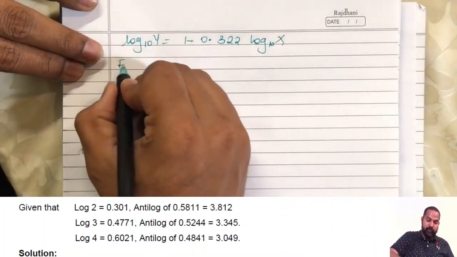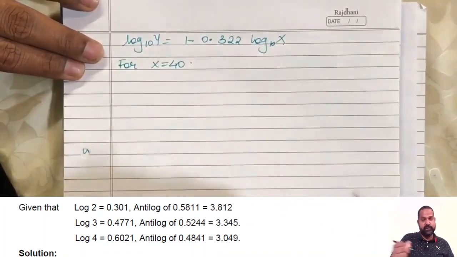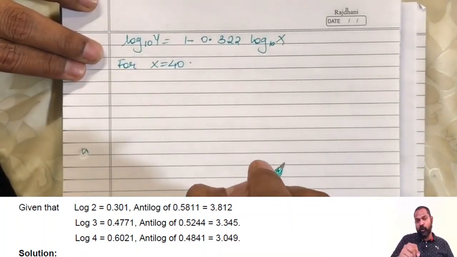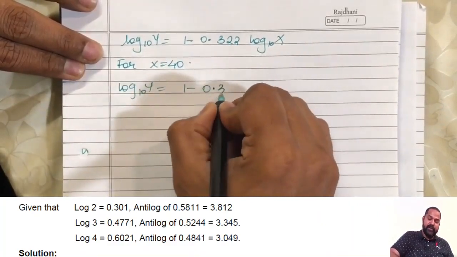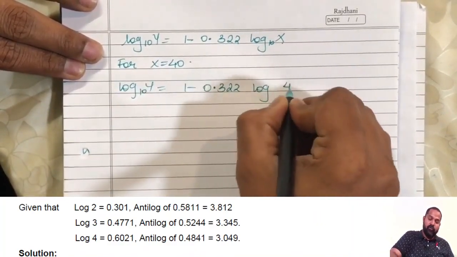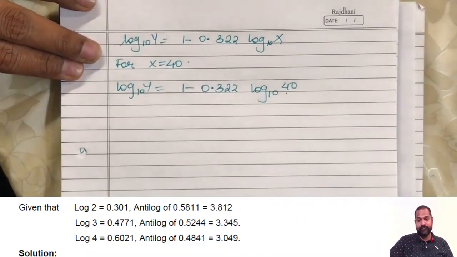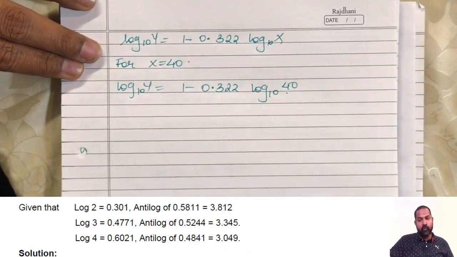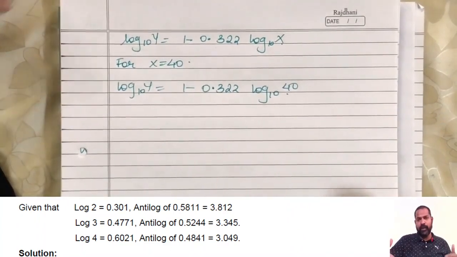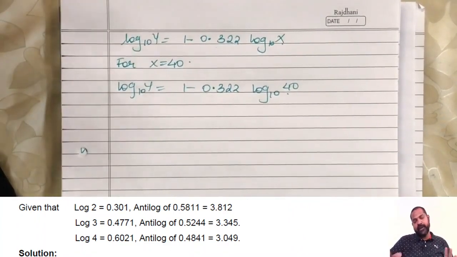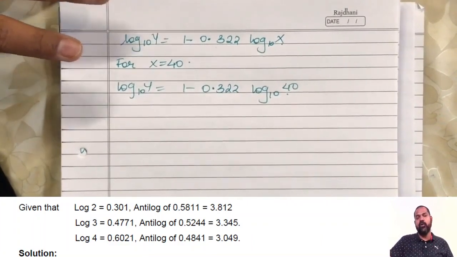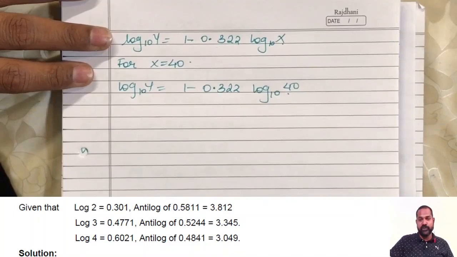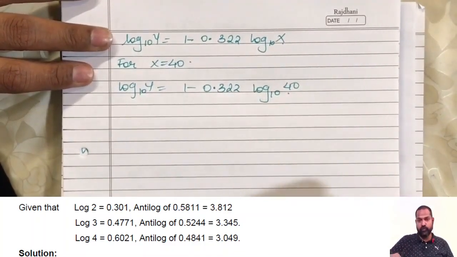So I will say for x is 40 units. I can give you the average time required to make 40 units. I will say log of y to the base 10 is 1 minus 0.322 log of 40 to the base 10. What is the log of 40 to the base 10? Well, if I had a log table, I would have said 2 places before the decimal, minus 1 is 1. So it is 1 point. Look for 40. Without the decimal is also 40. 40 will be, I think, 6022, if I'm correct. 0.6022. So the answer should be 1.6022.